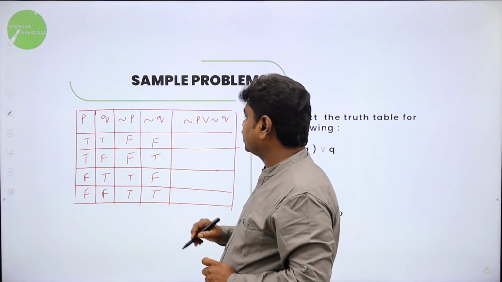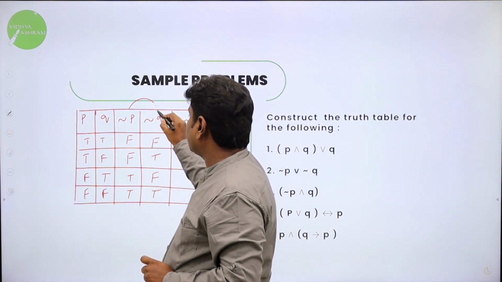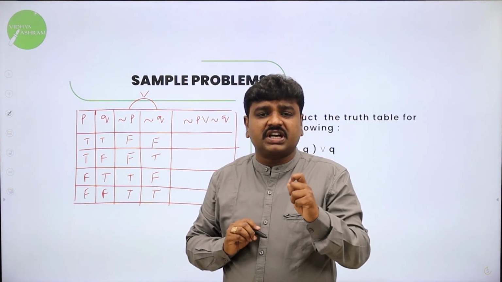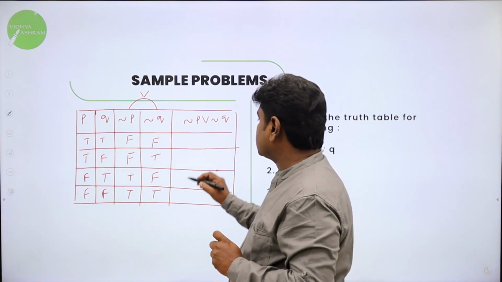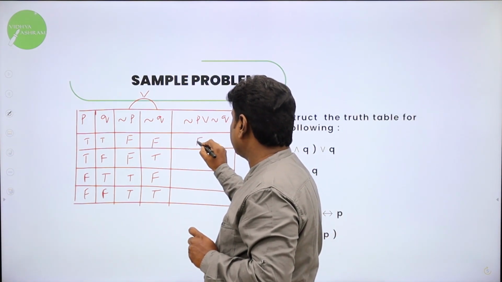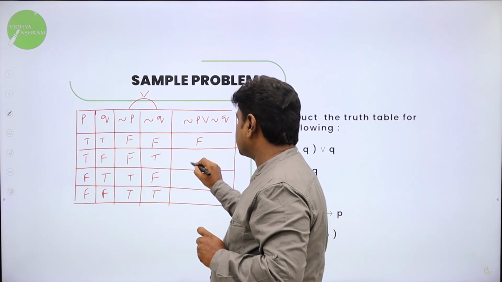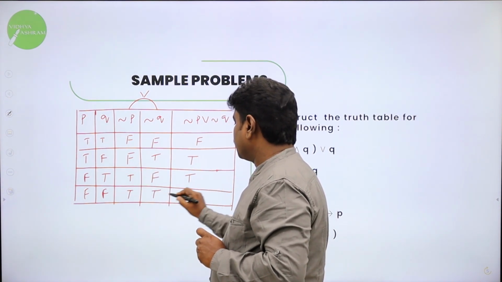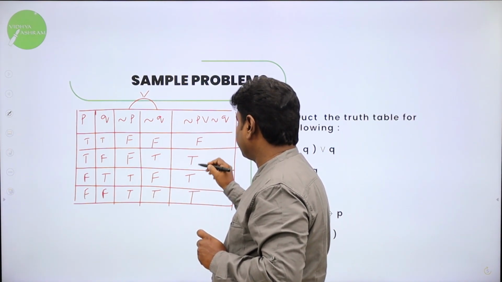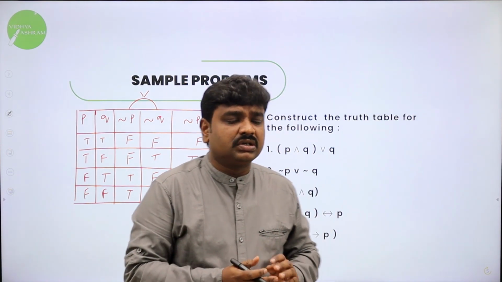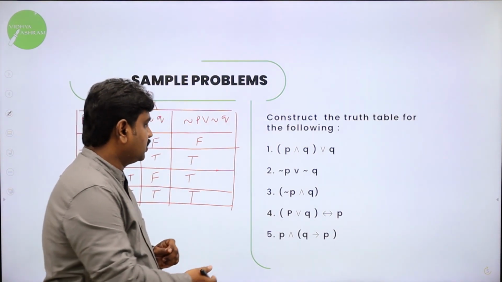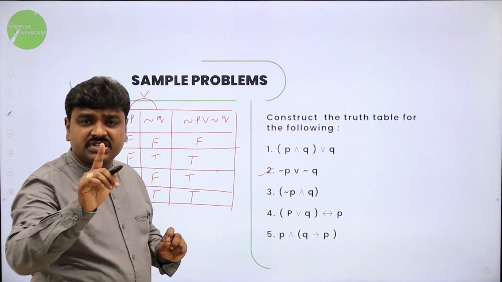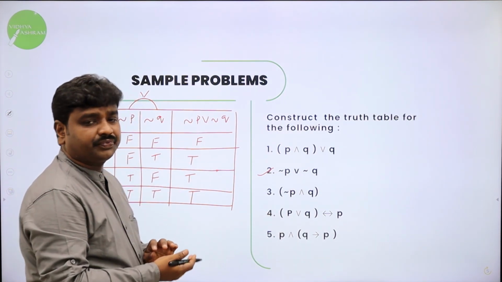Negation P or negation Q. So now we have to do the OR operation on these two. What is OR? OR operation means what? If any one statement is true, result is true. So out of these two both are false, so result is false. Here one is true, so result is true. Here out of these two one statement is true, so result is true. Both are true, so result is true. So we will get FTT. So now we got the truth table for not P or not Q. What is the logic of OR? If any one statement is true, result should be true.